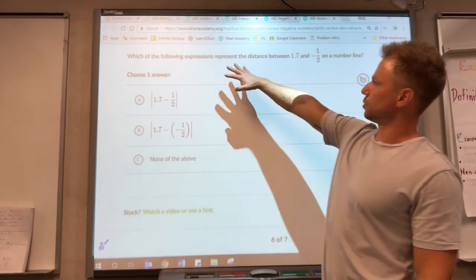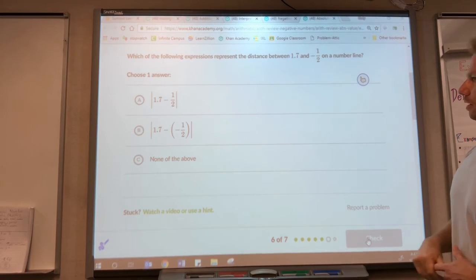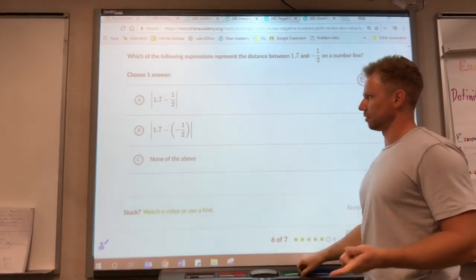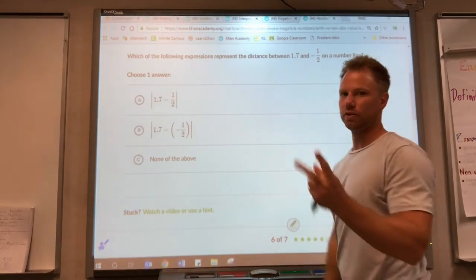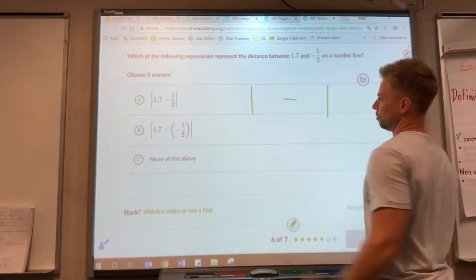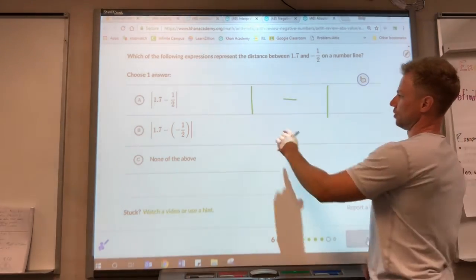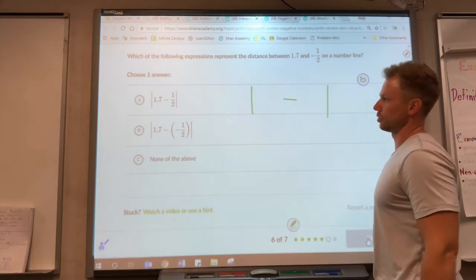Okay, which of the following expressions represents the distance between 1.7 and negative 1/2 on a number line? Okay, now remember, to find the distance between 2 points, 2 things you must have. You must have absolute value and you must subtract. Regardless of what the signs of the numbers are, you have to have absolute value and subtraction.